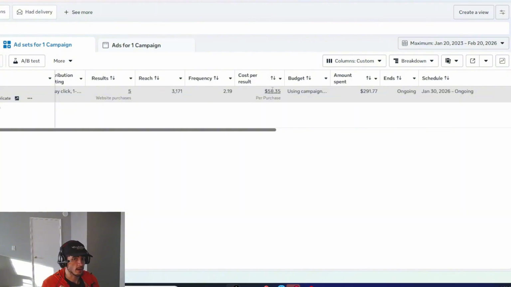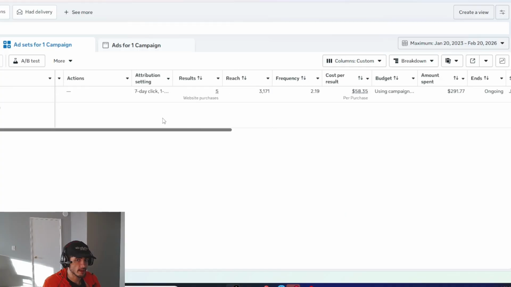So this is something alarming right here. For every $58 we're spending, we're getting one $30 conversion. And we got 5 website purchases. Not the most ideal, but I feel like someone just looking at this at a broad view would think, okay, we need better ads.